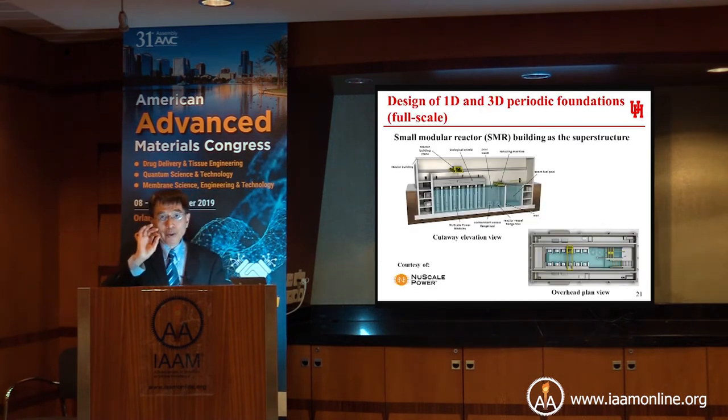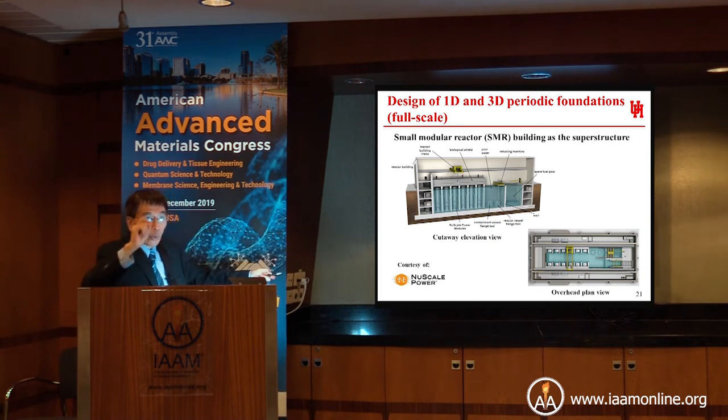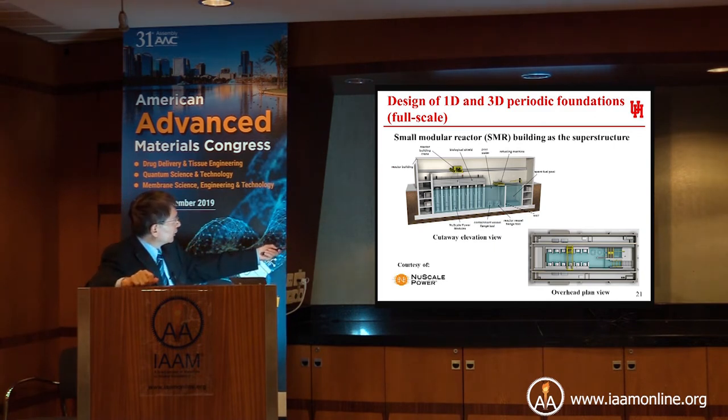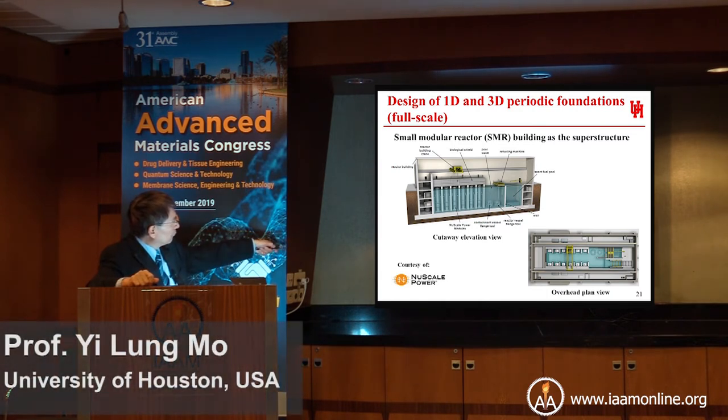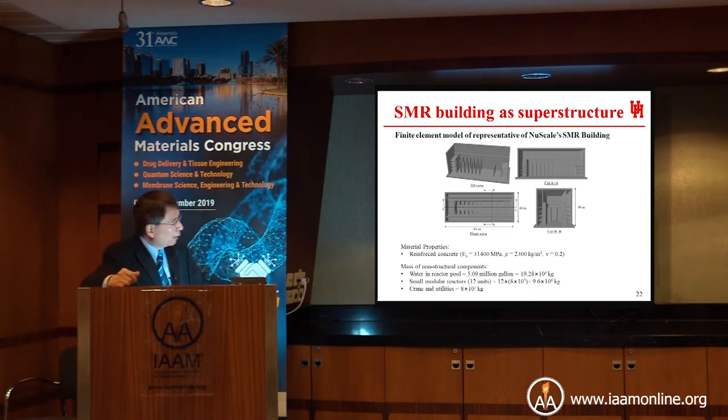Now I come to the real small modular reactor building design. This building contains 12 nuclear reactors. What we see is 6: 1, 2, 3, up to here, 6. As you can see, we cut from the middle line. Total we have 6. In that building, the length is about 95 meters, width 40 meters, and the height is also about 40 meters.